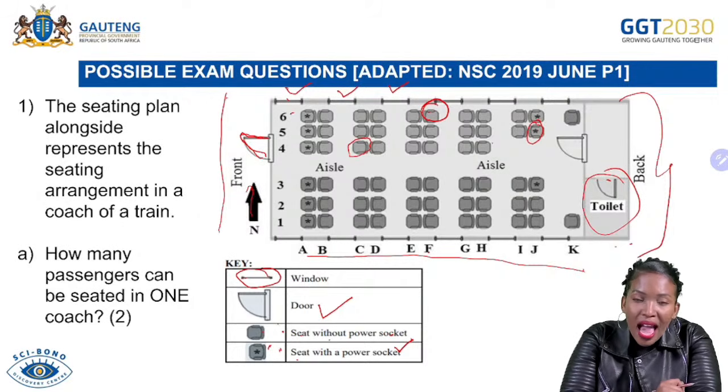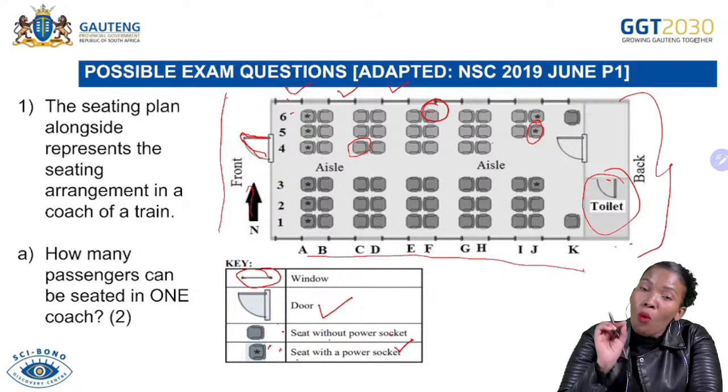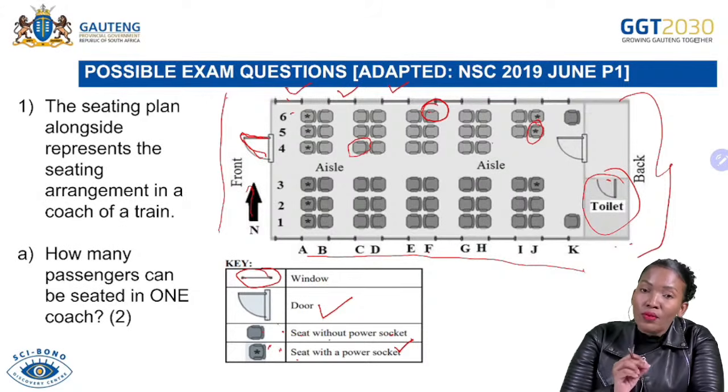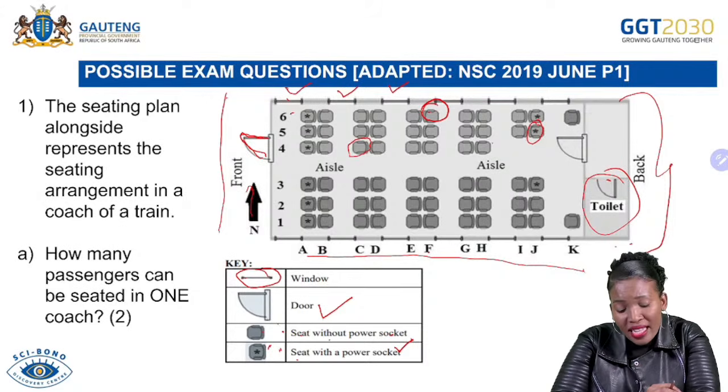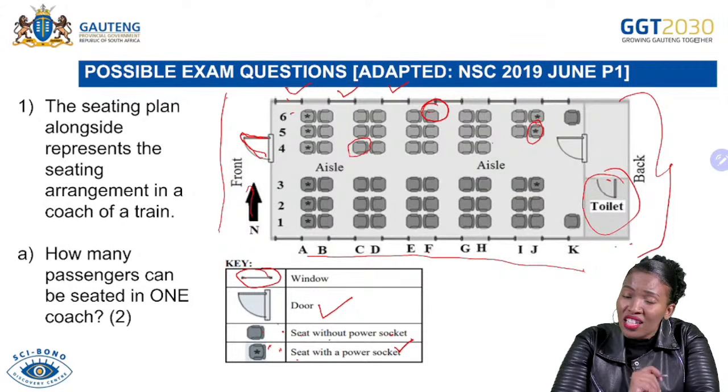So A, how many passengers can be seated in one coach? When you are asked this question, guys, they are expecting you to count all the seats there, one by one. It's very heartbreaking because most of the learners are actually getting this question wrong. And people are not getting it wrong because they don't know. People are getting it wrong because they are lazy. They don't want to count. So you are going to count.